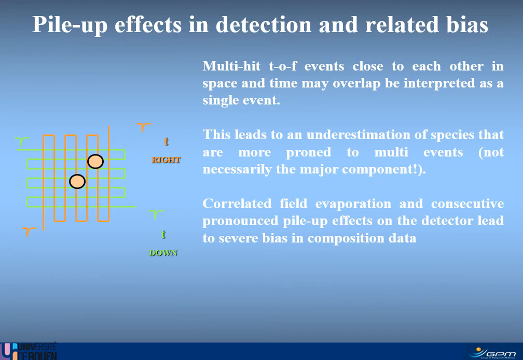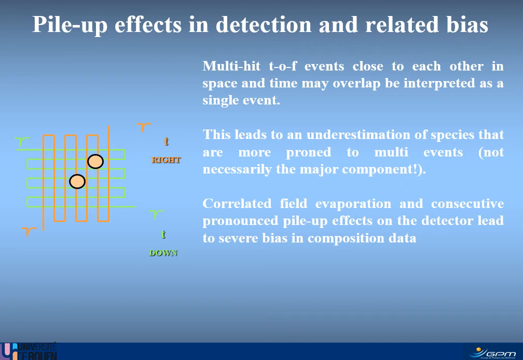Using this type of detector, you will have problems if you've got too many ions striking the detector at the same time or close, in the close vicinity of each other. Multi-hit, time of flight events close to each other in space and time may overlap and can be interpreted as a single event. So of course you will have a problem of quantitativity if you count only one impact instead of 2. And so this leads to an underestimation of species that are more prone to multi-events, and these are not necessarily the major components.